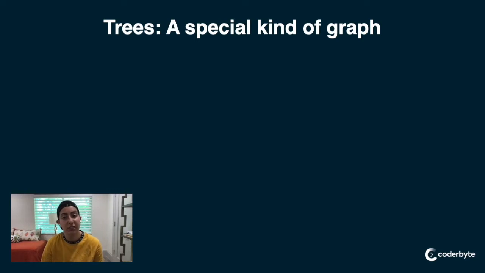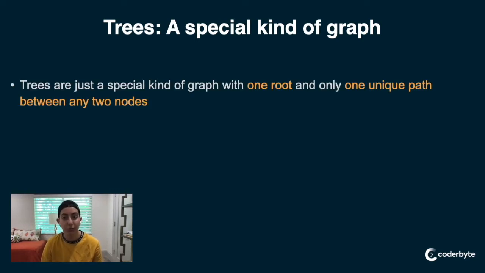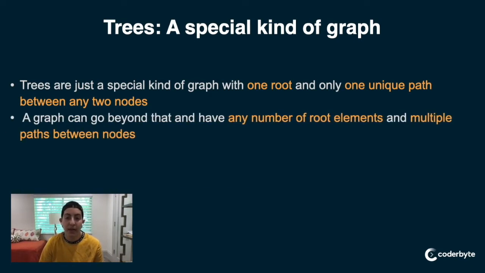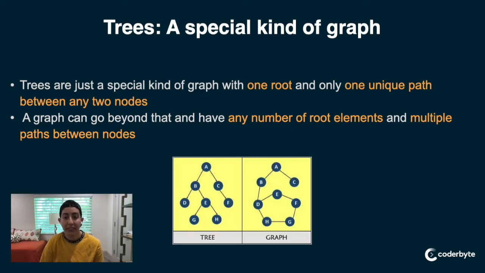So trees are just a special kind of graph, except that they can only have one root and one unique path between any 2 nodes. A graph can obviously go beyond that and have any number of root elements and multiple paths between 2 nodes. So as you can see in this example, in the tree on our left, there's only one way to get from node A to node H, and that's through nodes B and E, right? A, B, E, H.